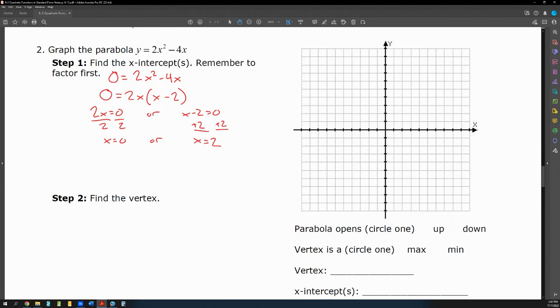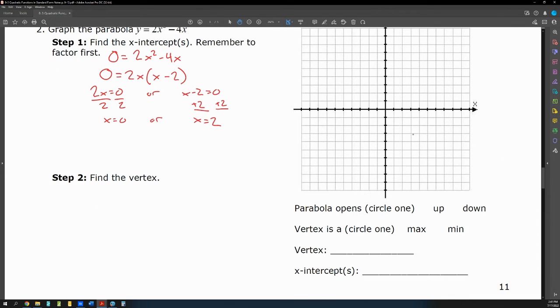So let's go ahead and plot our x-intercepts of (0, 0) and (2, 0) right here. (0, 0) and (2, 0). To find the vertex, I'm going to use the average method again. So we're going to take the average of the x-intercepts to find the x-coordinate of our vertex. So the average of 0 and 2, we take 0 plus 2 divided by 2 is equal to 2 over 2 or 1. So the x-coordinate of our vertex is 1.